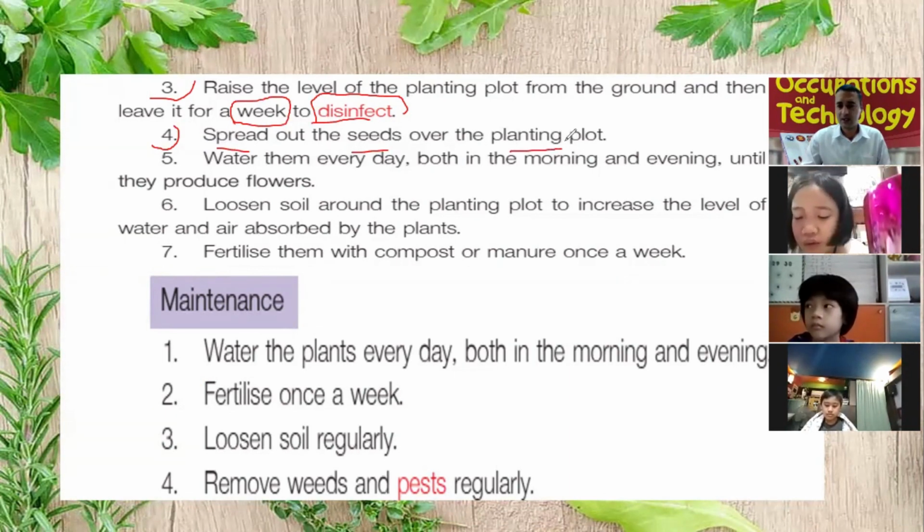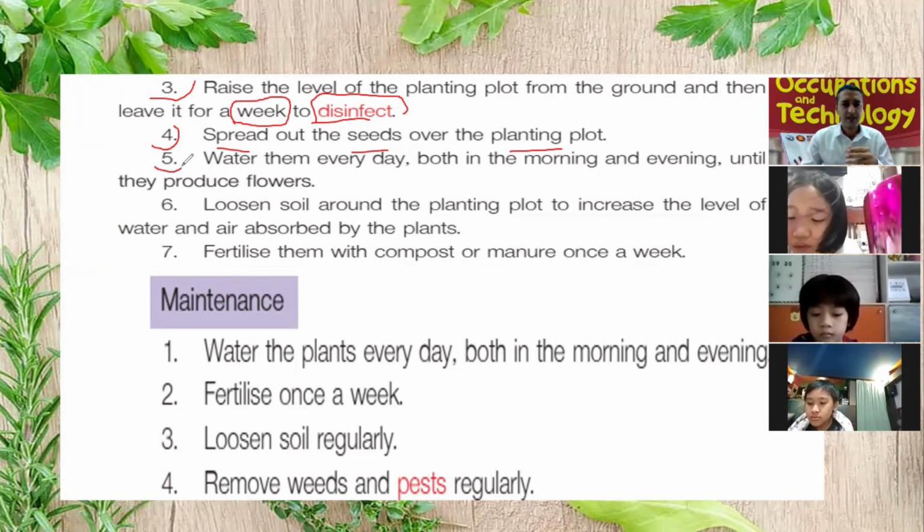Now, step number 4, we have to spread out the seeds over the planting plot. So we already have the seeds. After 1 week, we're going to spread those seeds around the planting area where we would like to plant, which we prepared. So we're going to spread them in that area.